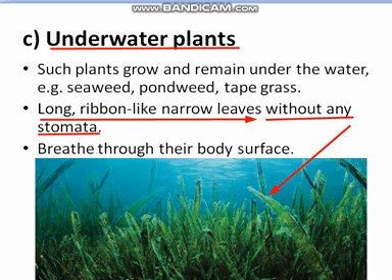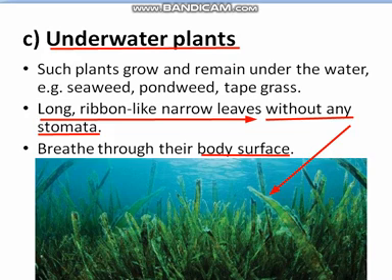Now the question arises, how do they breathe? They actually breathe through their body surface. They use dissolved oxygen, and that dissolved oxygen is utilized through their body surface.